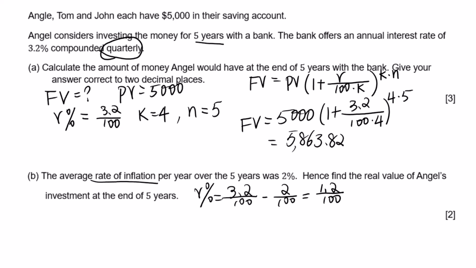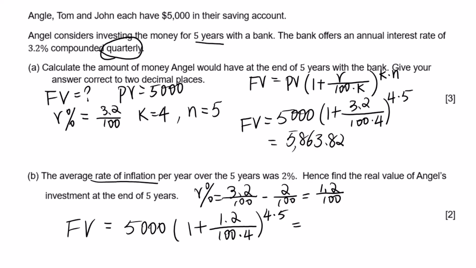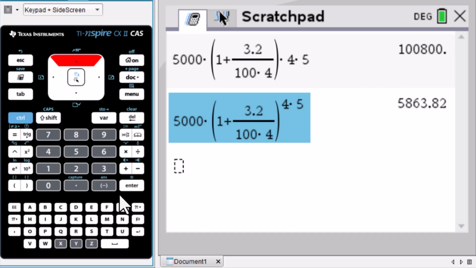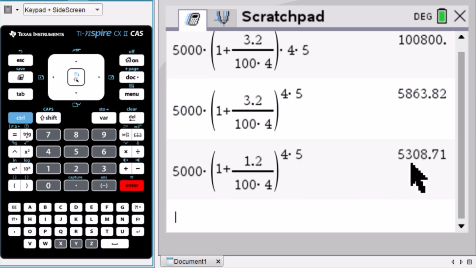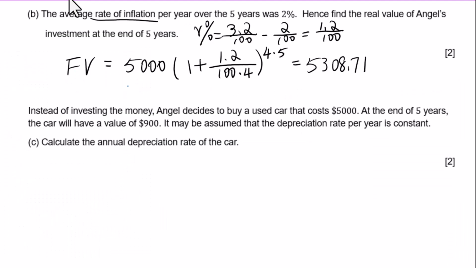Then we still use the same formula, plug in future value equals $5,000 times 1 plus the real interest 1.2 over 100 times 4 to the power of 4 times 5. Go to calculator. Up, enter. We just need to change this 3.2 into 1.2, then enter. This is our answer.